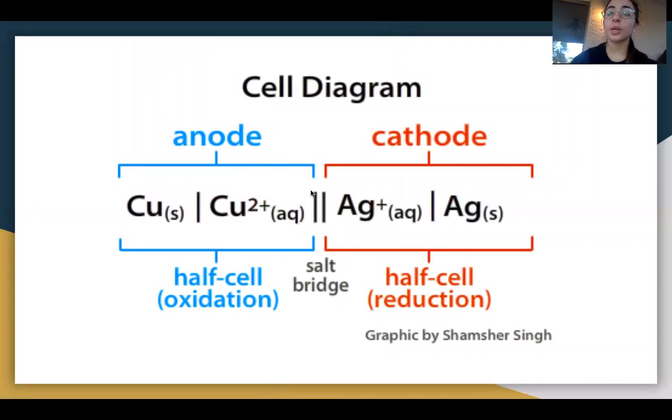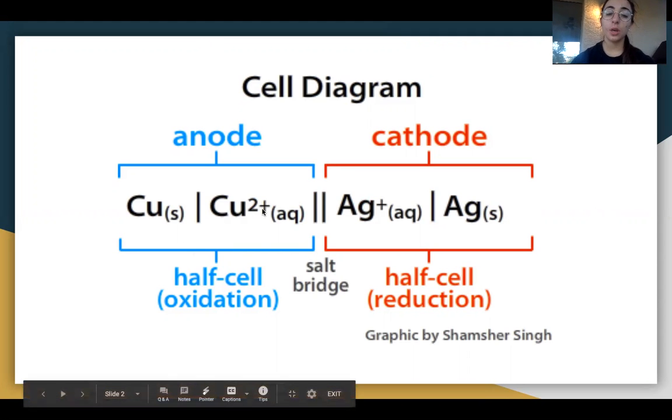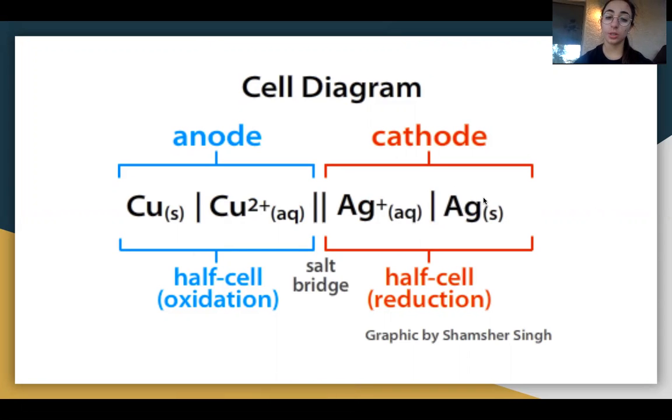So first, let's look at a cell diagram. We have to differentiate between an anode and a cathode. An anode is always the oxidation reaction, while a cathode is always the reduction reaction. Take note also that oxidation means losing electrons, and that's why the charge increases. However, for the cathode, you add electrons, and that's why the charge decreases.